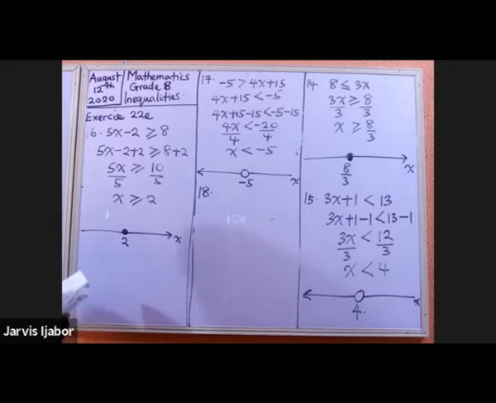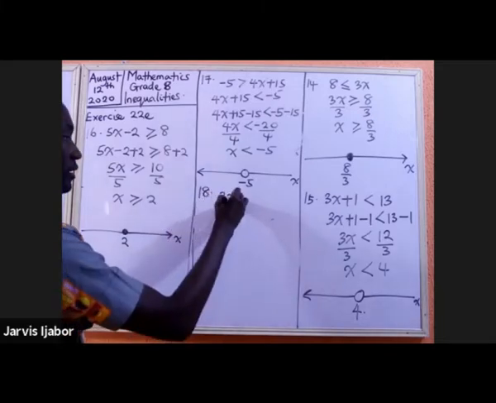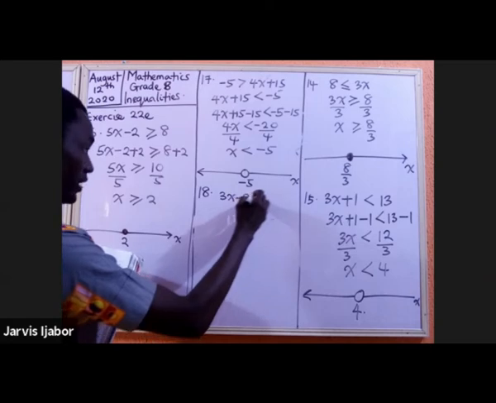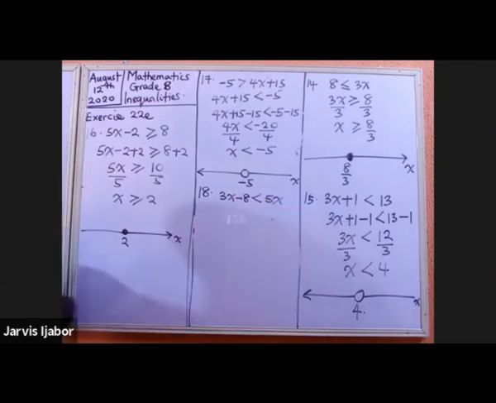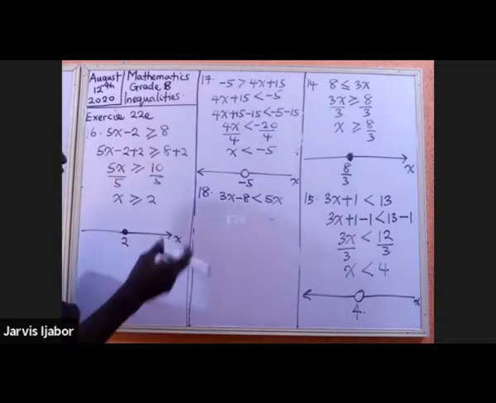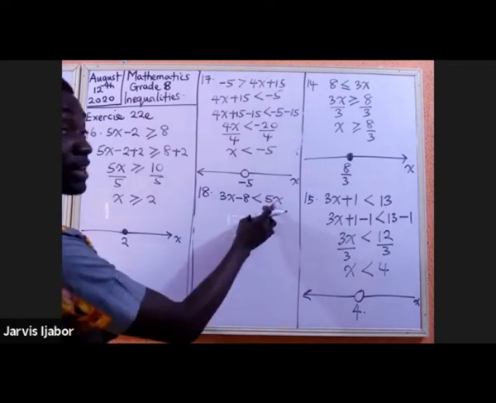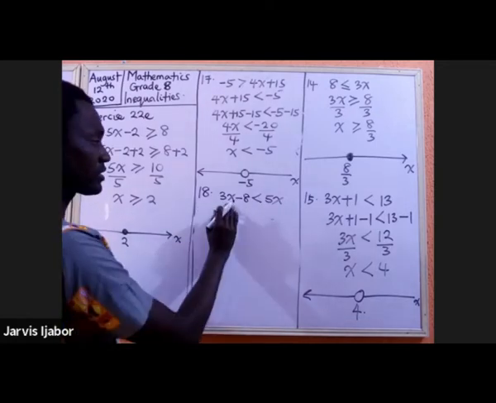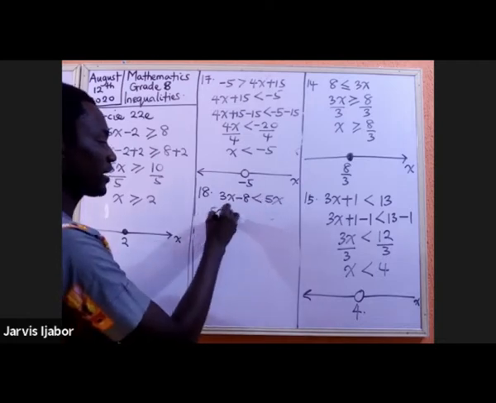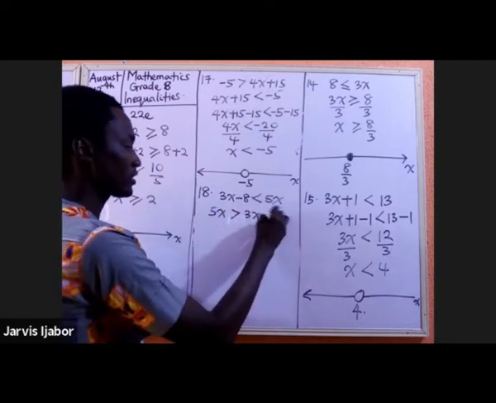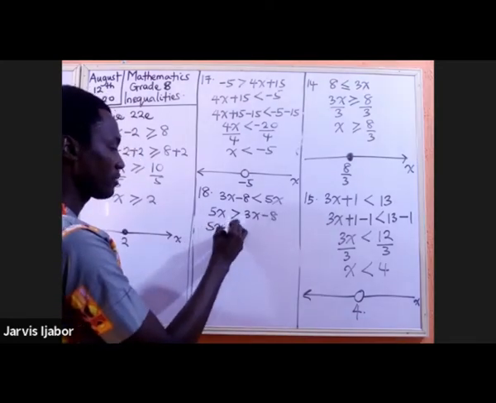So let's go to question 18. In question 18, we have that 3x minus 8 is less than 5x. Here you have to be careful. The knowledge you have gathered from equations will apply here. Now, 3x minus 8 is less than 5x. Which of them is bigger? You discover that this is bigger, so this has to be on the left-hand side. So if this is less than this, it means that 5x will be greater than 3x minus 8.